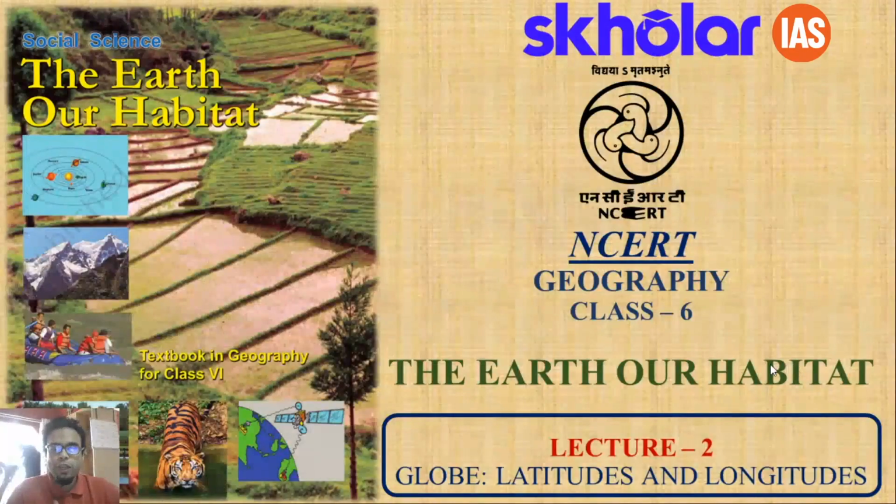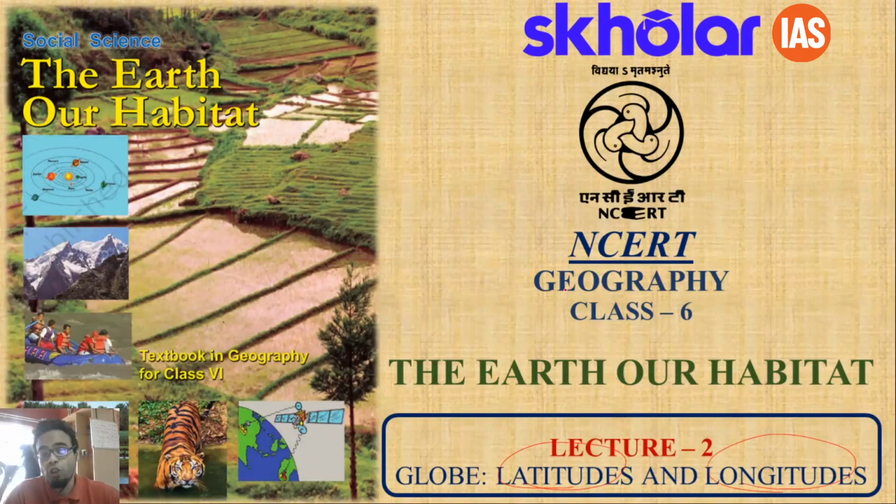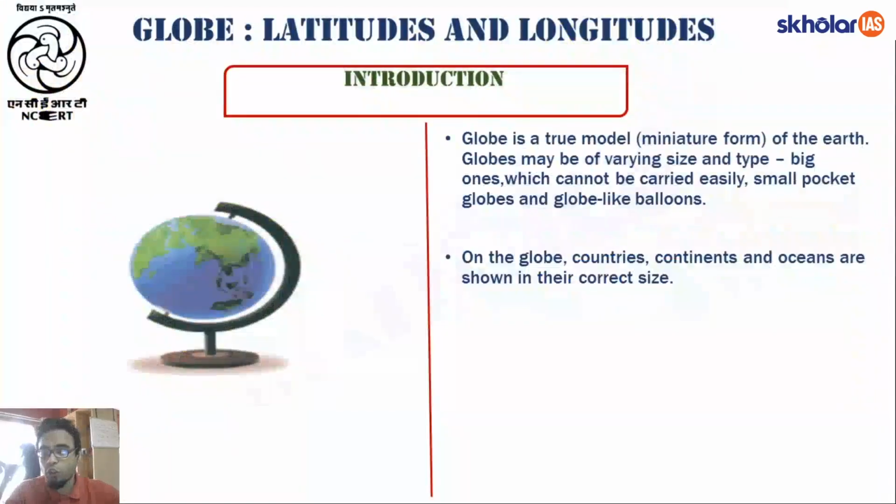Hi guys, so today we are continuing with the next topic of our NCERT geography class 6, which is your lecture number 2. Today we are going to understand what are latitudes and what are longitudes. In order to understand them, we also have to understand a globe. In this diagram, if you notice, it is a globe, and a globe is considered to be a true model of the earth.